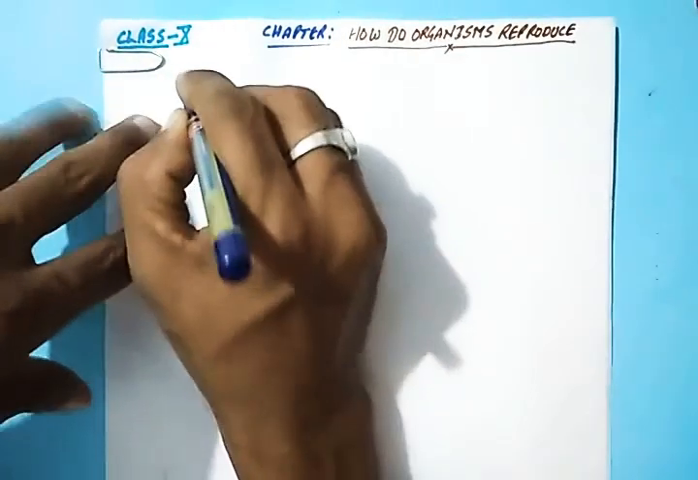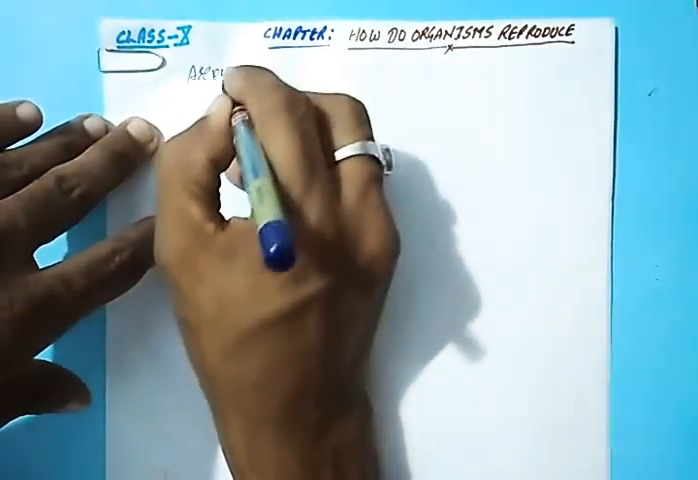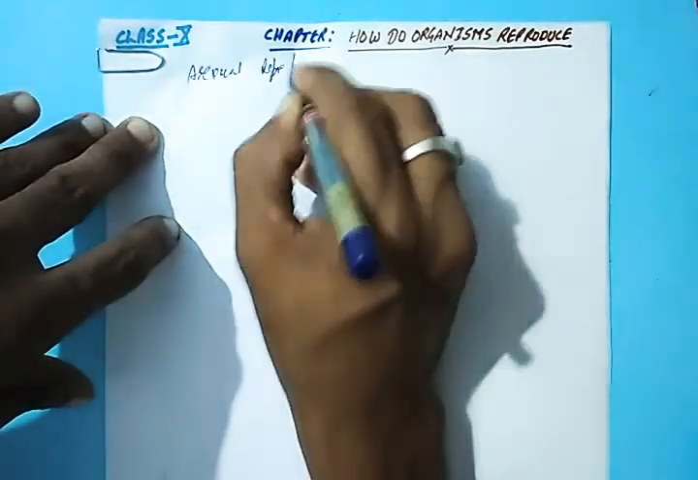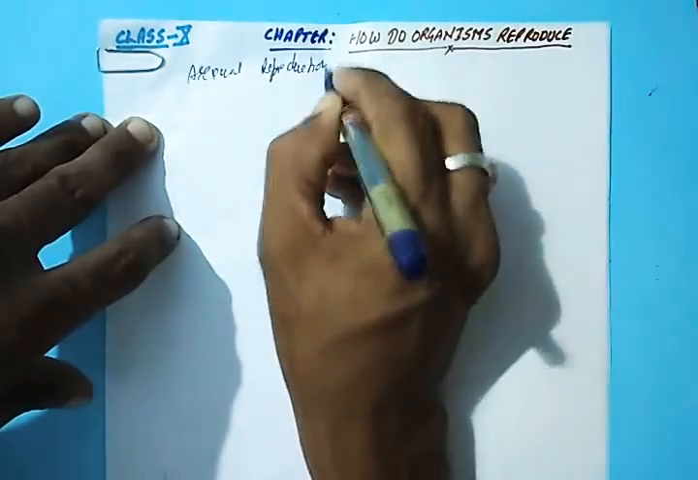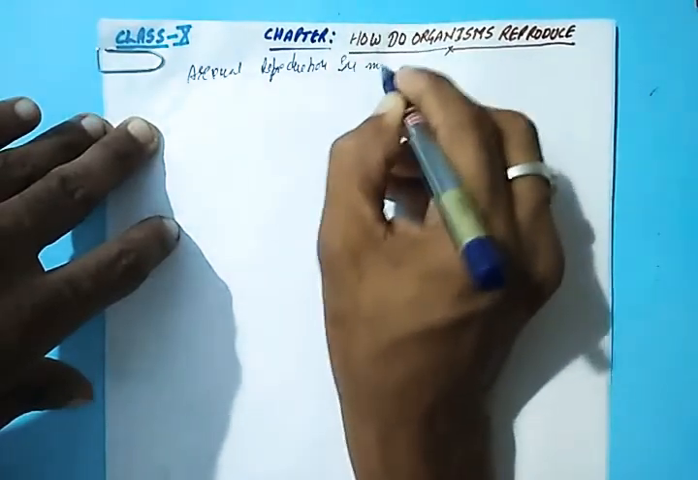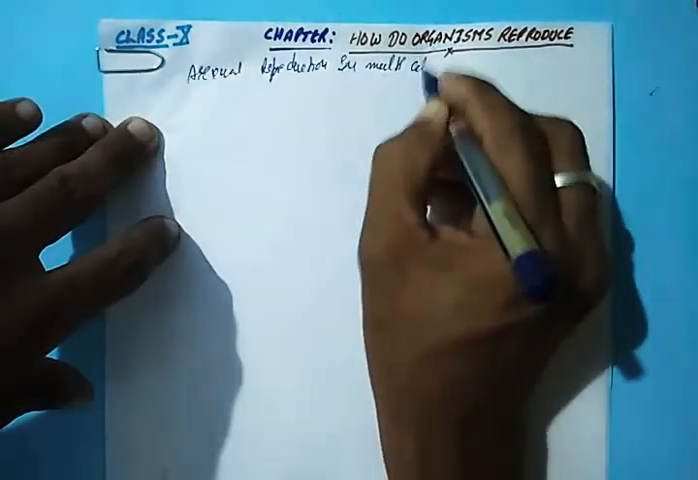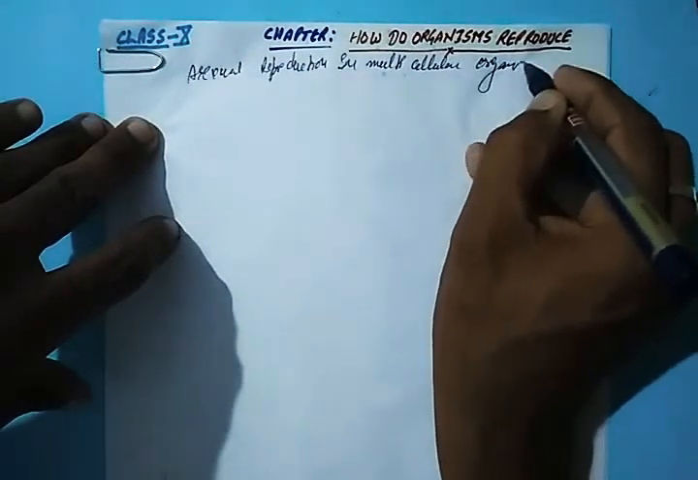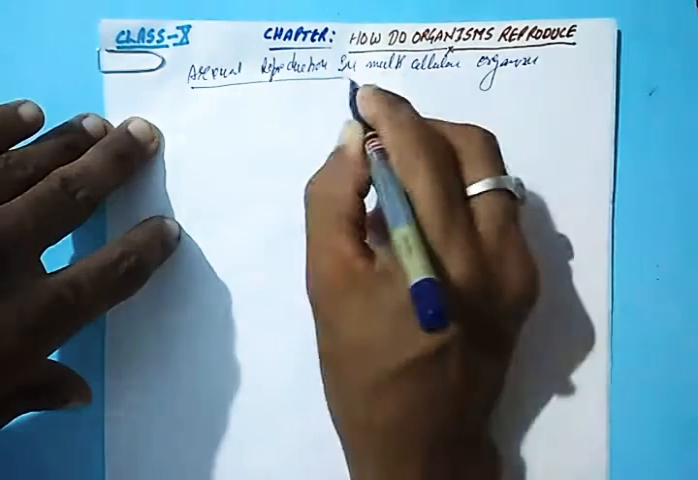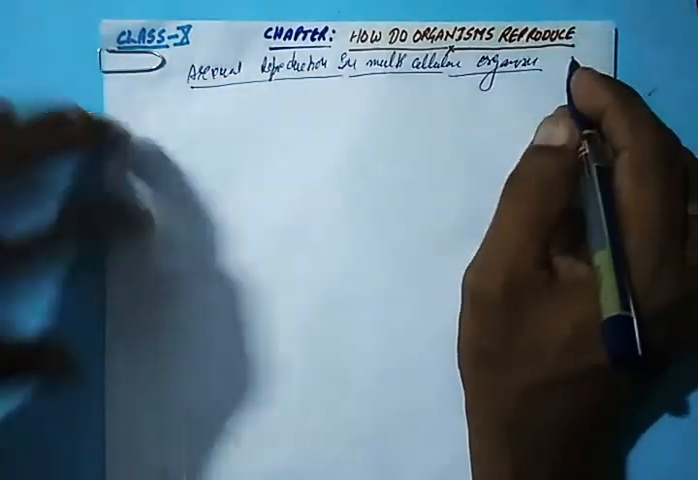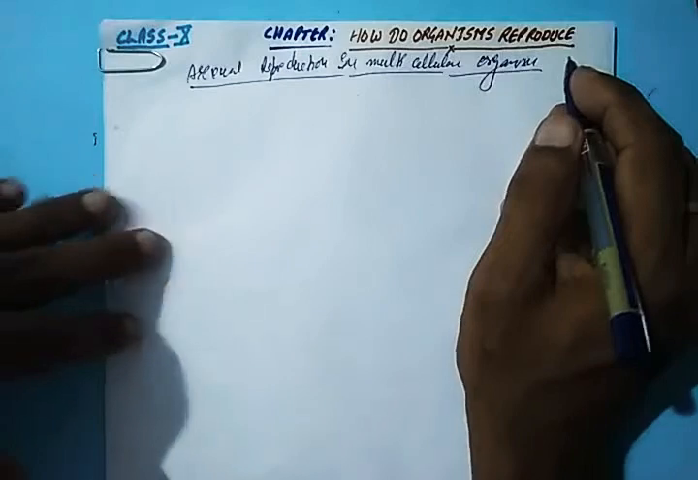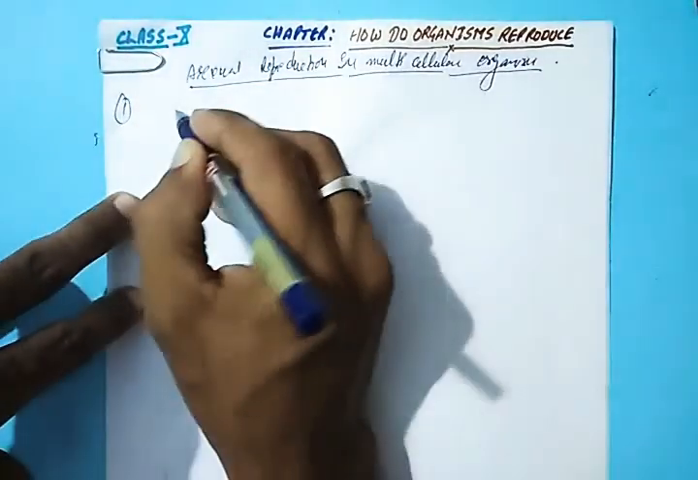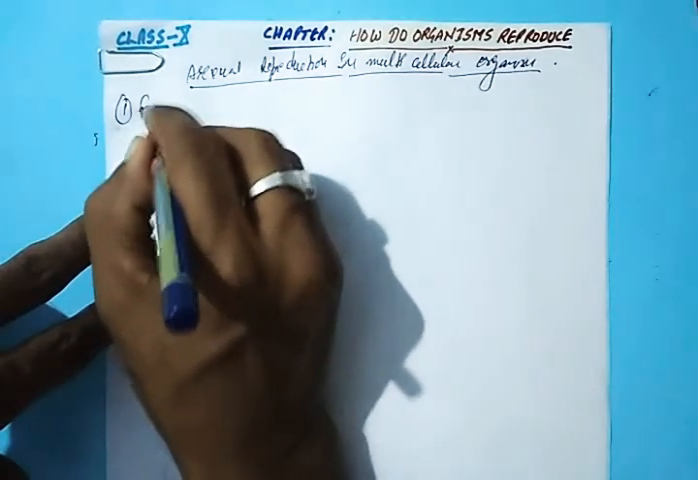Okay, so asexual reproduction in multicellular organism. So multicellular organisms also show the asexual types of reproduction. Some types of asexual reproduction are: first is fragmentation.